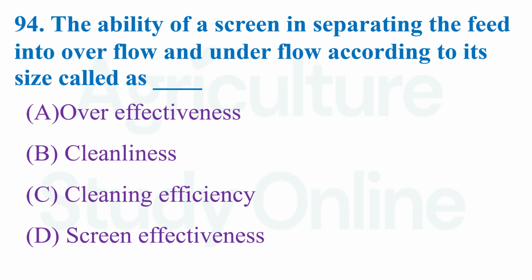Question 94. The ability of a screen in separating the feed into flow, overflow and underflow according to its size is called as. So it is termed as screen effectiveness. Option number D. So it is actually the ability of a screen to correctly separate the particles into overflow, that is coarse particles, and underflow, that means fine particles, based on their size.